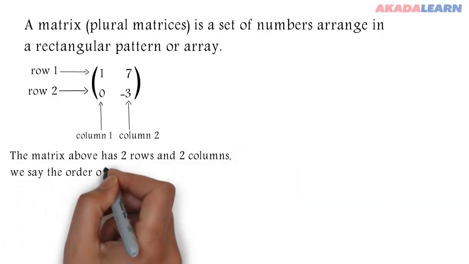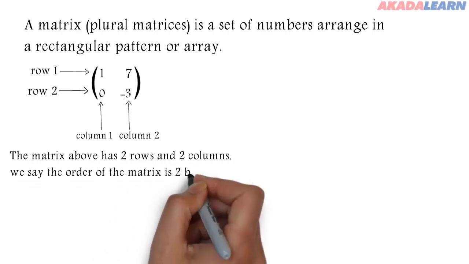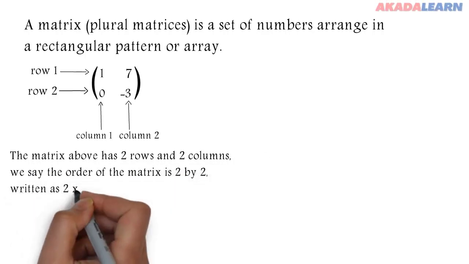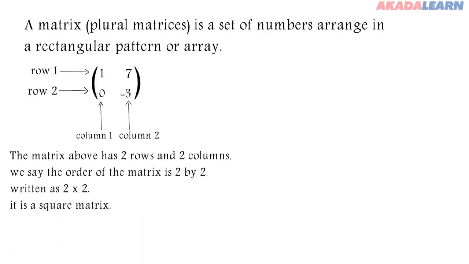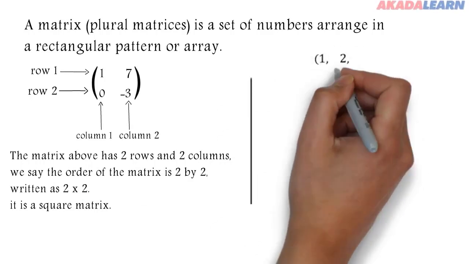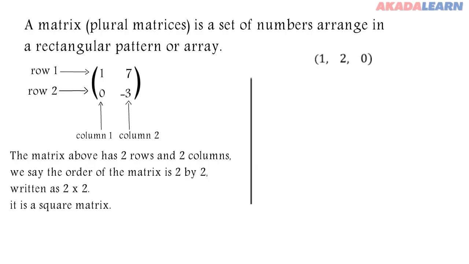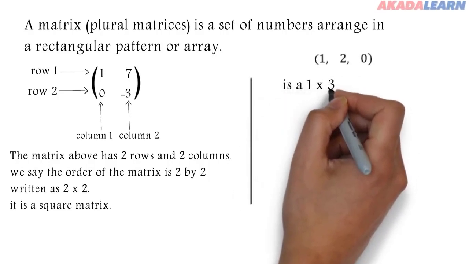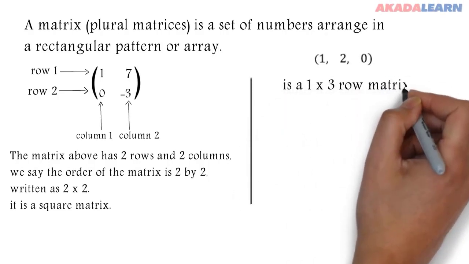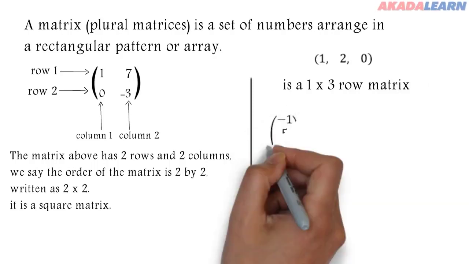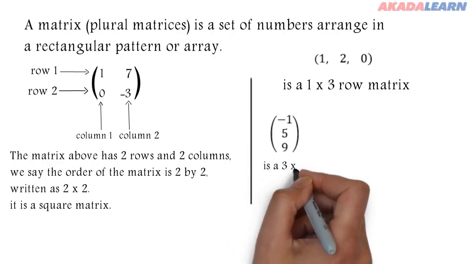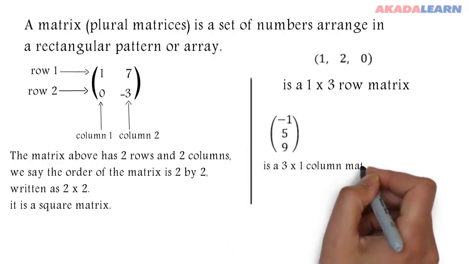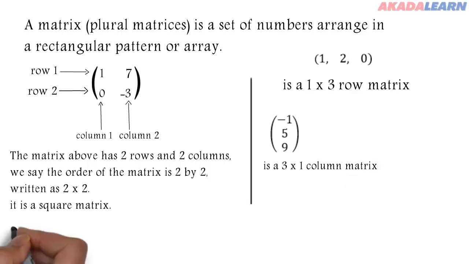So if we want to give the order of the matrix, we will say 2 by 2. So the matrix above is a 2 by 2 matrix. It is a square matrix because the number of rows and the number of columns are the same. That's why it is called a square matrix. So let's have another example of a matrix, 1, 2 and 0. That right here is called a row matrix because we have just one row. While this one right here is a column matrix. Okay, so it's a 3 by 1 column matrix, so we just have one column.